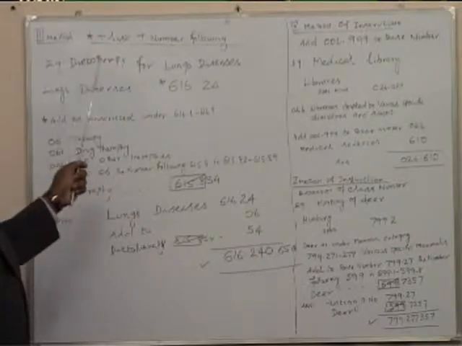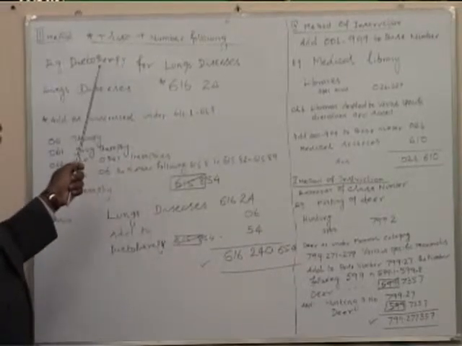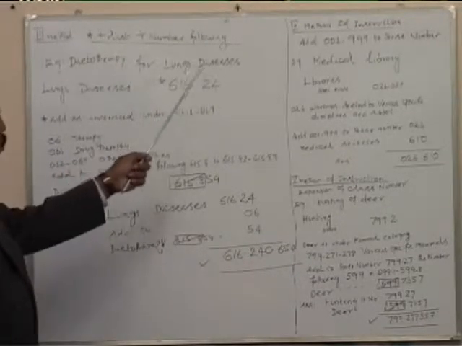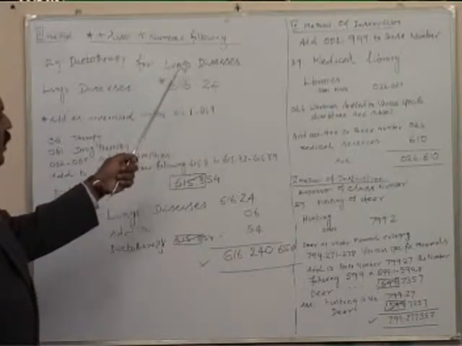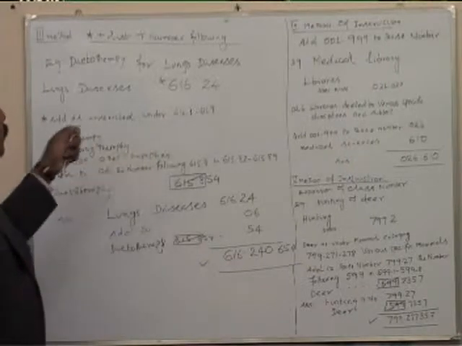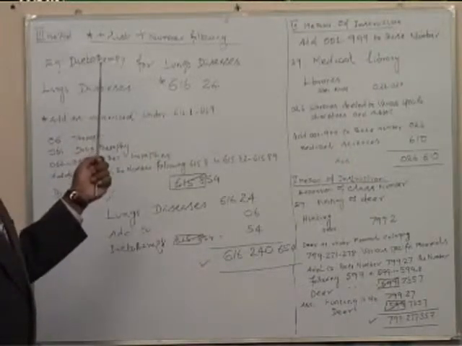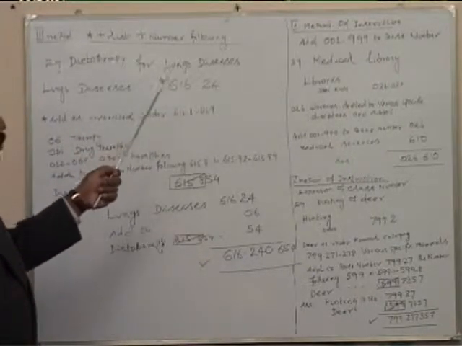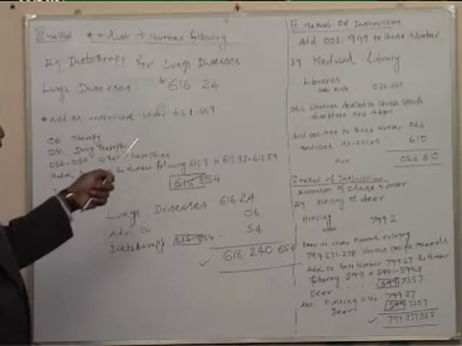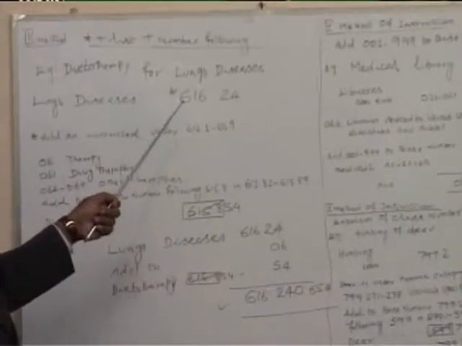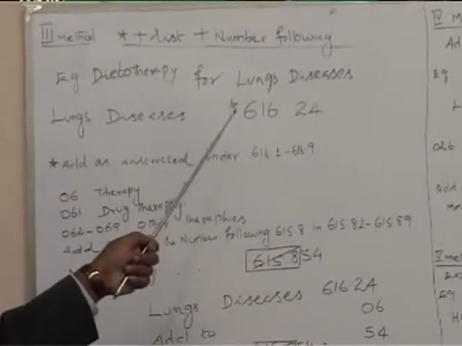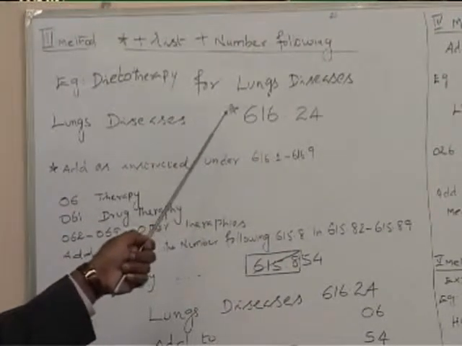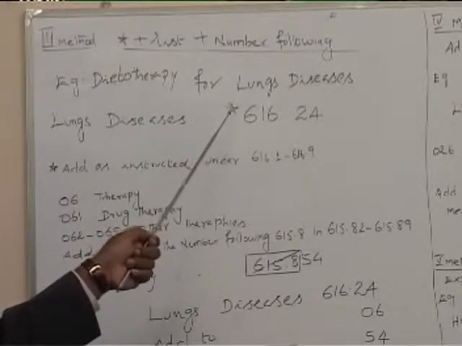Here there is more than one concept, dietotherapy and lung diseases. Among these two concepts, first of all we have to find out the number for lung diseases, because when we have lung diseases, then only we are going to go for any treatment therapy. So lung disease is an object, we have to find out the lung disease from the index first. When you go to the index, you can find lung diseases 616.24. Then 616.24, when you enter into the schedule, you can find an asterisk mark, star mark.